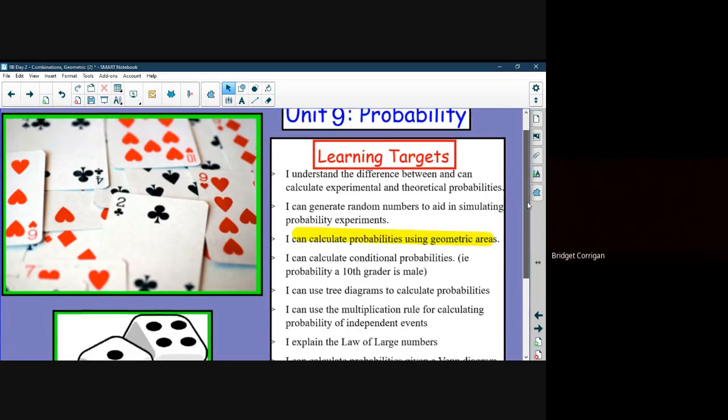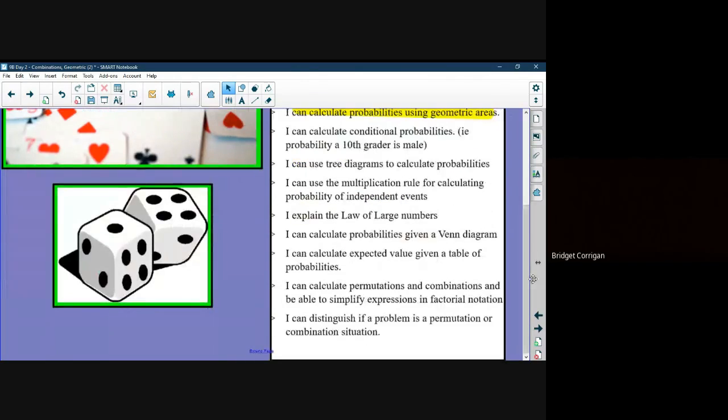And then we're also going to be doing permutations and combinations. So we started permutations yesterday. We're going to add on combinations today. And we're going to be able to distinguish if a problem is a permutation or a combination.